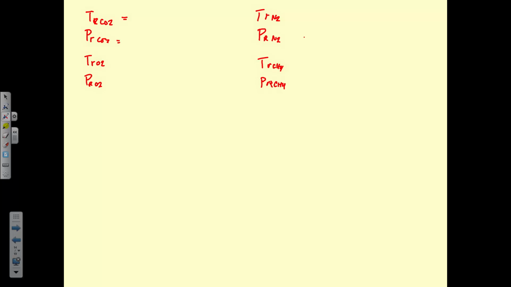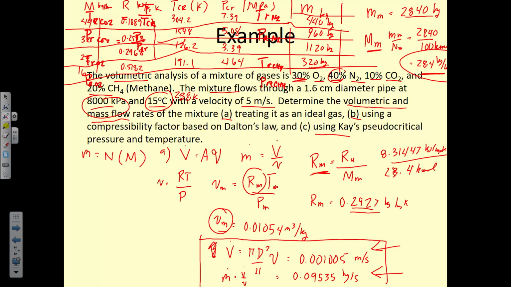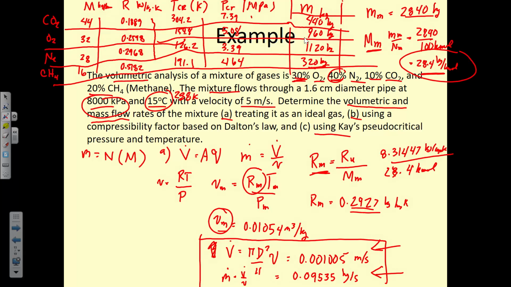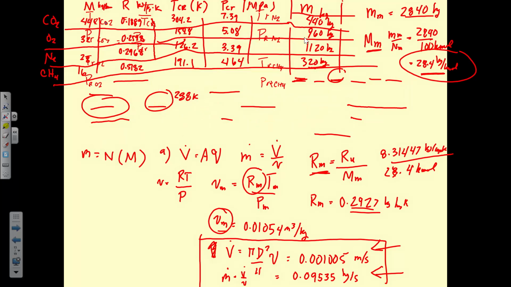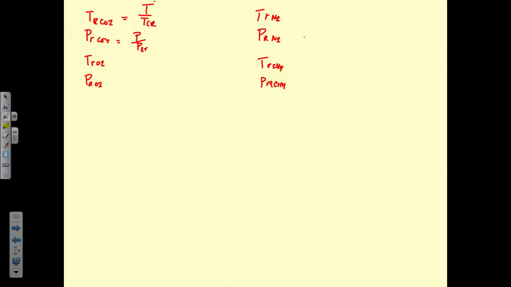So for each of these, the reduced temperature is going to be the temperature over the critical point temperature, and the pressure over the critical point pressure. So this critical point temperature and critical point pressure changes for every substance, right? So we looked those up in the table. This T sub CR and P sub CR is different for every substance, but this T and this P is the same for each one. So T is going to be equal to 288, P is going to be equal to 8 megapascals, but then the critical point, we have to look in the table and find each individual one.